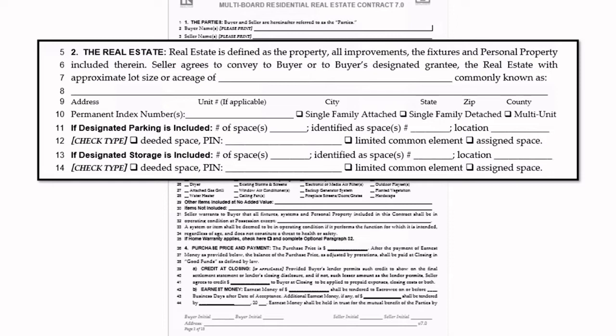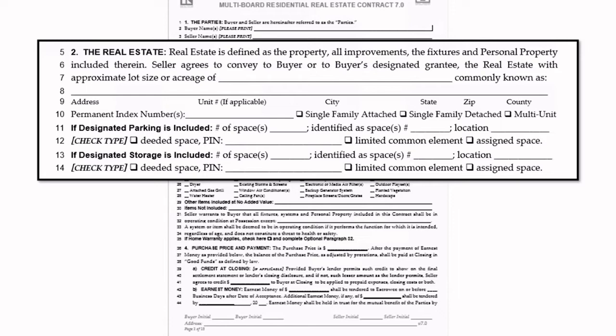The permanent index number or numbers, some of the properties have more than one PIN. You're going to want to put them both in there if that be the case. Most properties have just one PIN. That is also in the MLS, so you can get it from there.